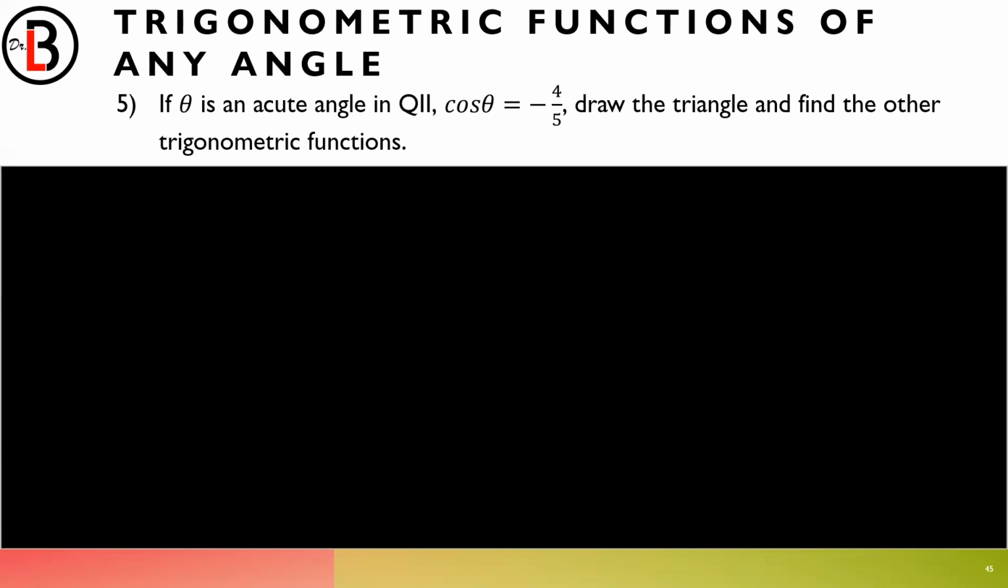Now, I'm giving you the last 3 examples. But then for the last 3 examples, it's quite special because look at this. If theta is an acute angle in quadrant number 2, you're already given that theta is in quadrant number 2.